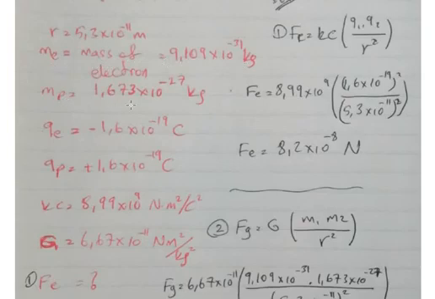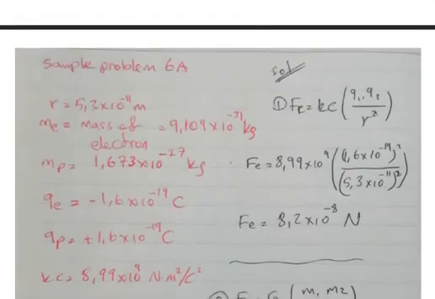Mass of proton is given, 1.673 times 10 to the power minus 27. Qe, charge of electron, and Qp, charge of proton, are both 1.6 times 10 to the power minus 19. And Kc and G are both constants, the Coulomb's constant and the gravity constant, and we will use them in the rule. Now let's get to the first part.